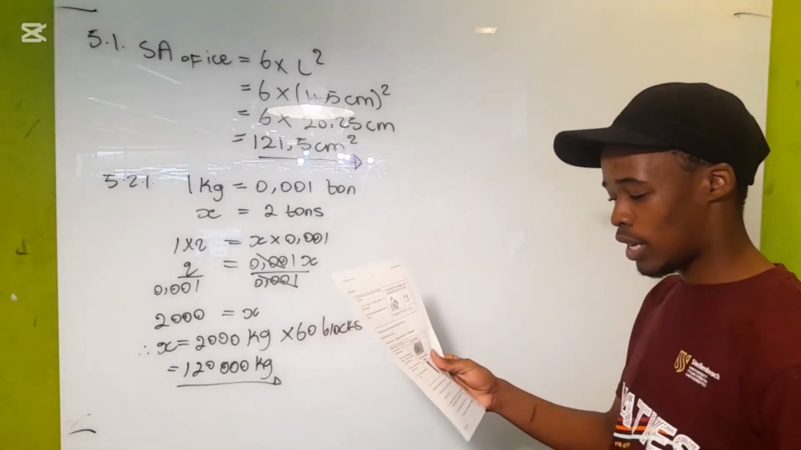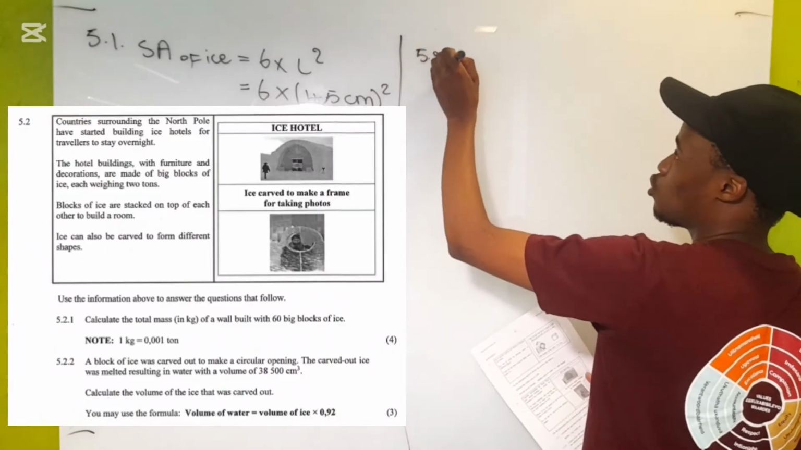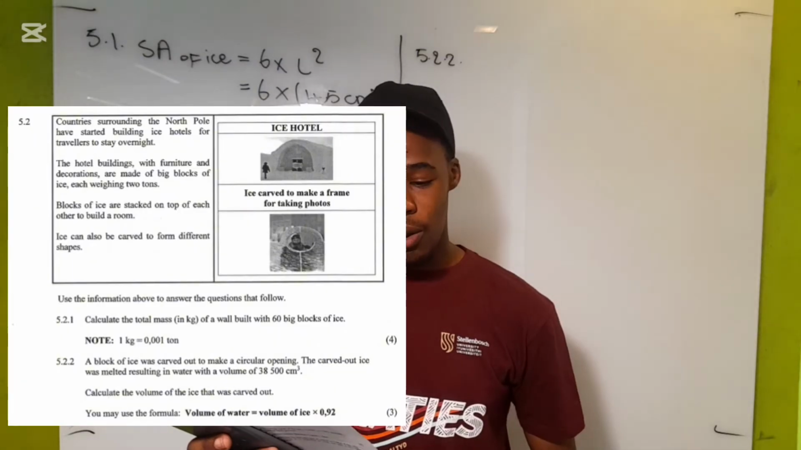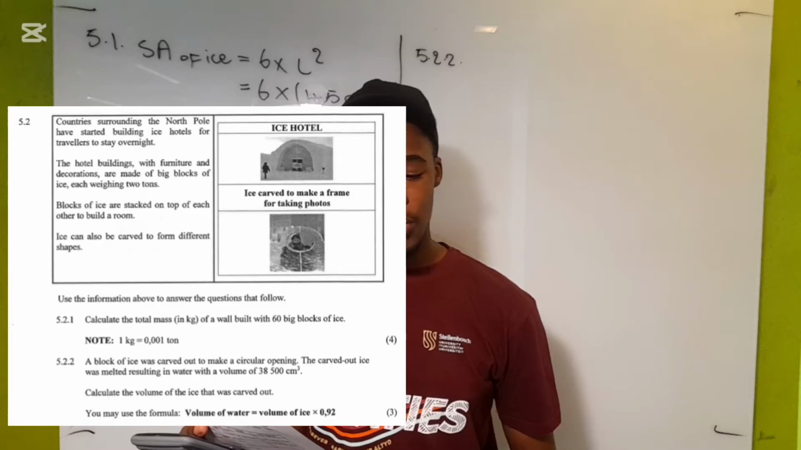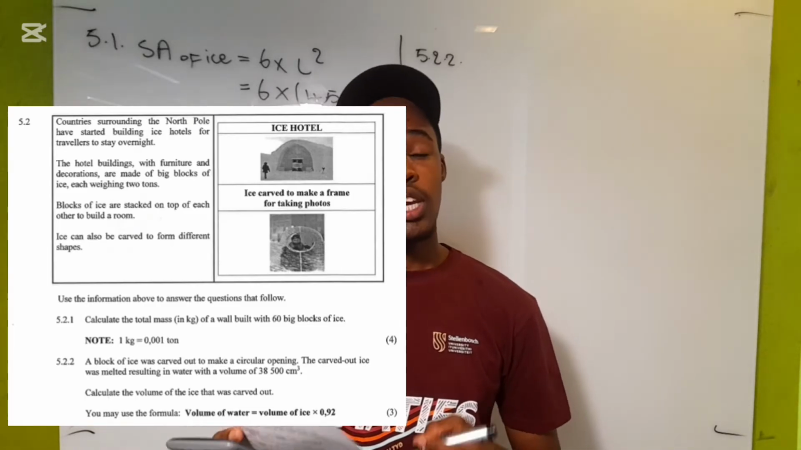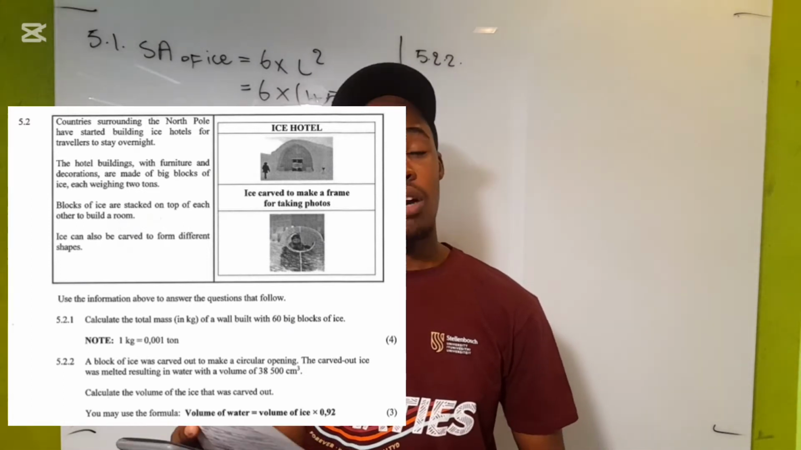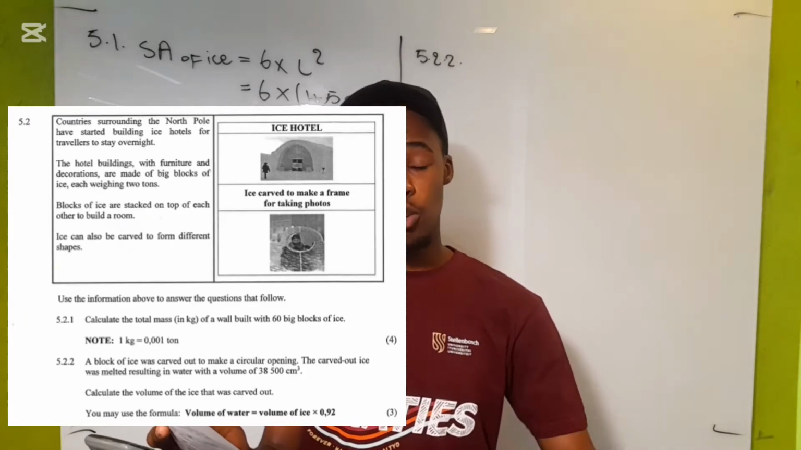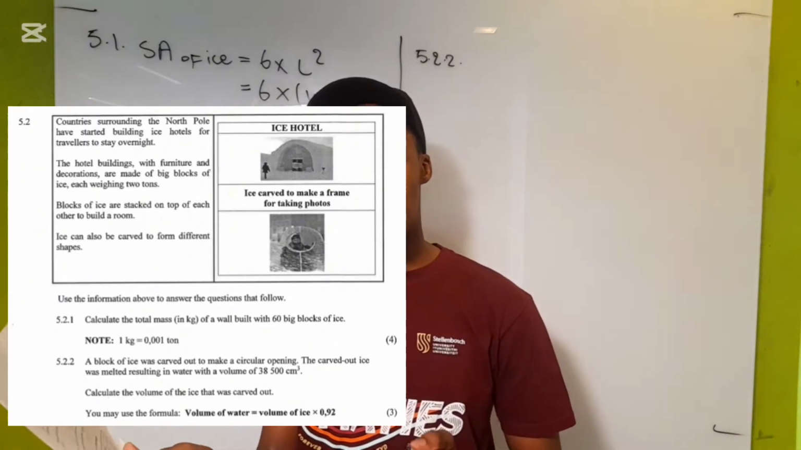I hope this was helpful. And now we're going to go to the next question, which is question 5.2.2. So here they say a block of ice was carved out to make a circular opening. The carved out ice was melted, resulting in water with a volume of 38,500 cubic centimeters. Calculate the volume of the ice that was carved out. You may use the formula. We've been given the formula to calculate the volume of water there, that says volume of water equals volume of ice multiplied by 0.92.